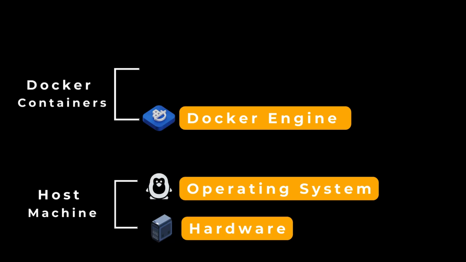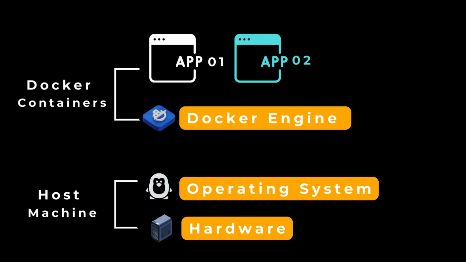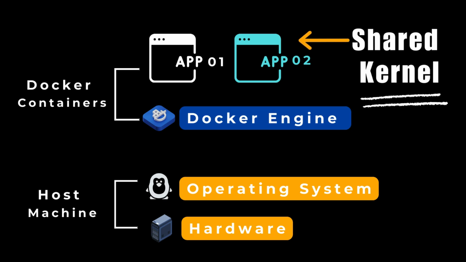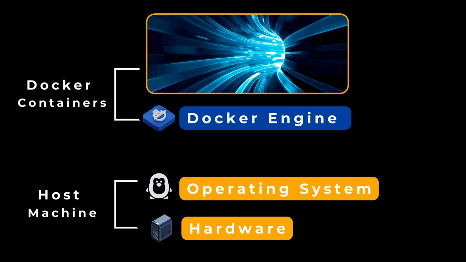Docker containers are similar to VMs, but with a crucial difference. They virtualize the OS, not the hardware. All containers share the same kernel, making them faster and more efficient.